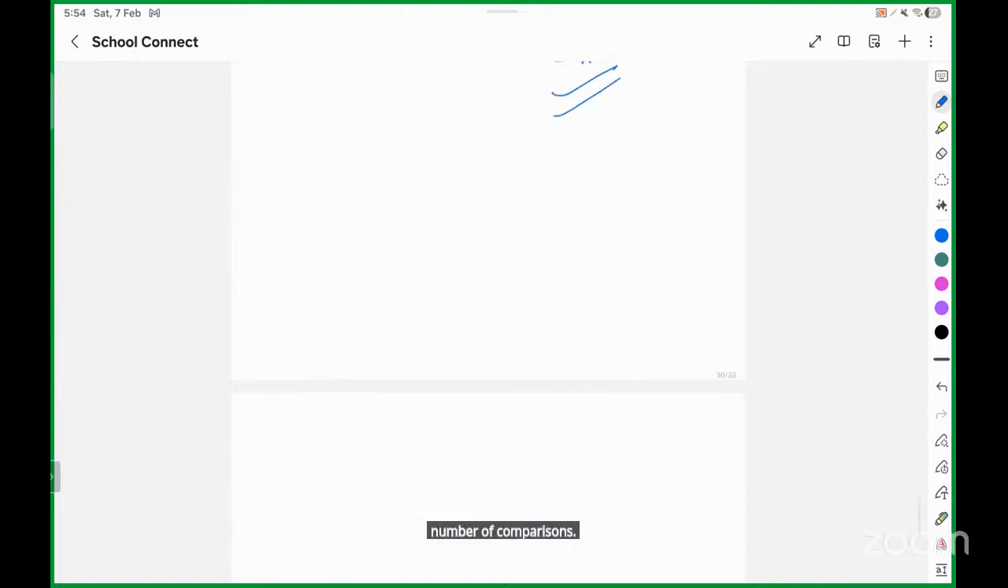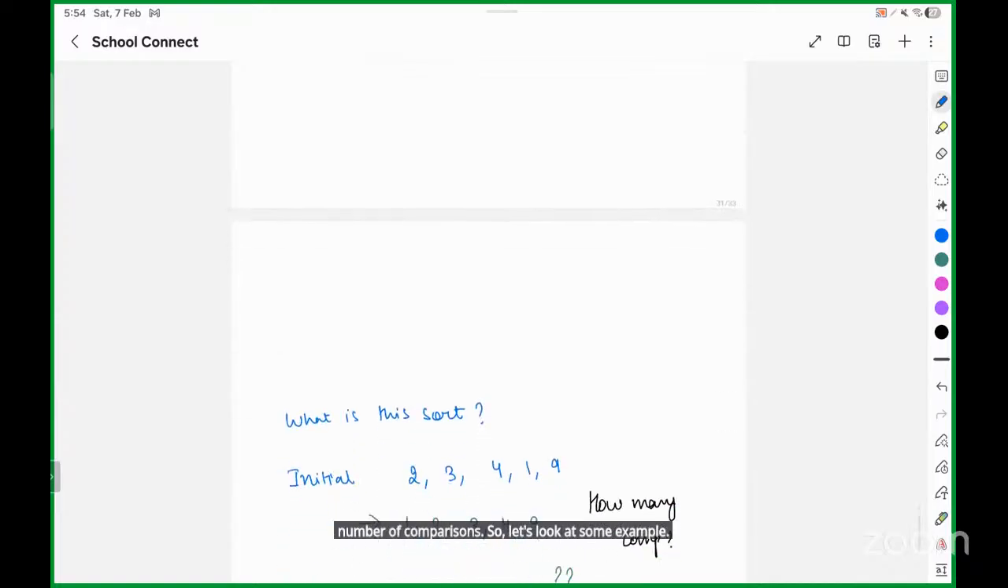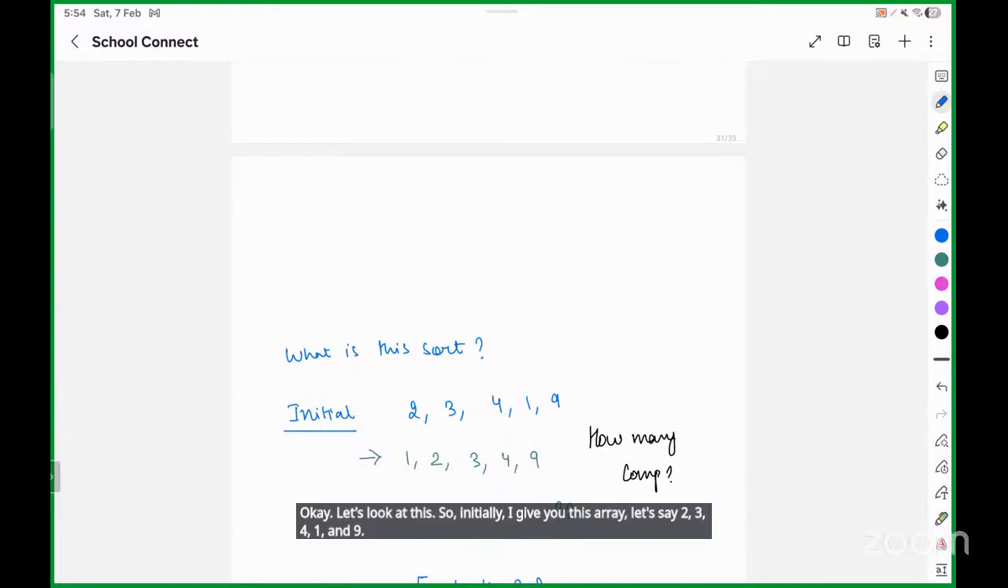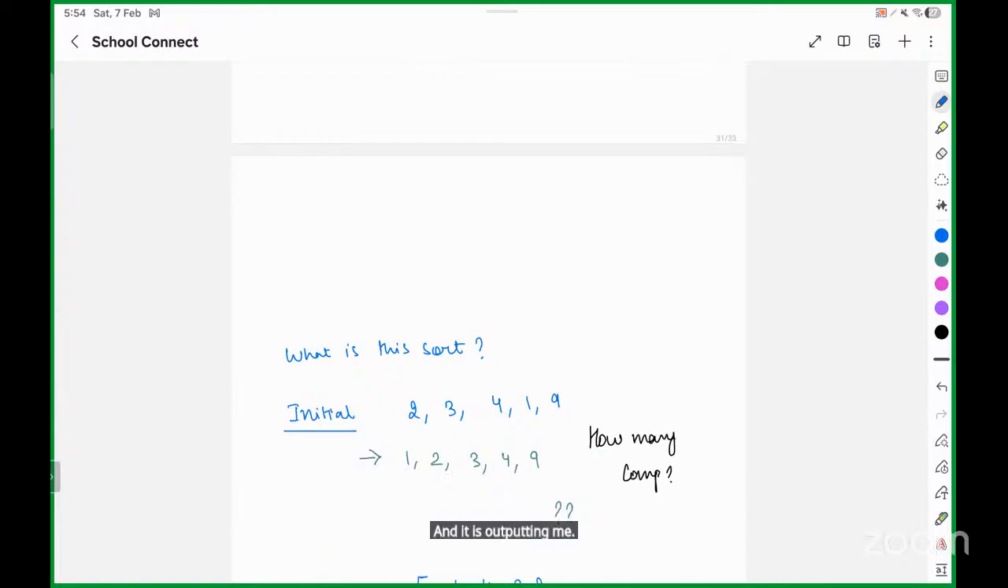So let's look at some example. Okay, let's look at this. I give you this array, let's say 2, 3, 4, 1, and 9. And it is outputting me 1, 2, 3, 4, 9. So can you tell me which type of sort has been applied to this? Is it insertion sort which is applied? Is it selection sort which is applied? Or is it bubble sort which is applied?